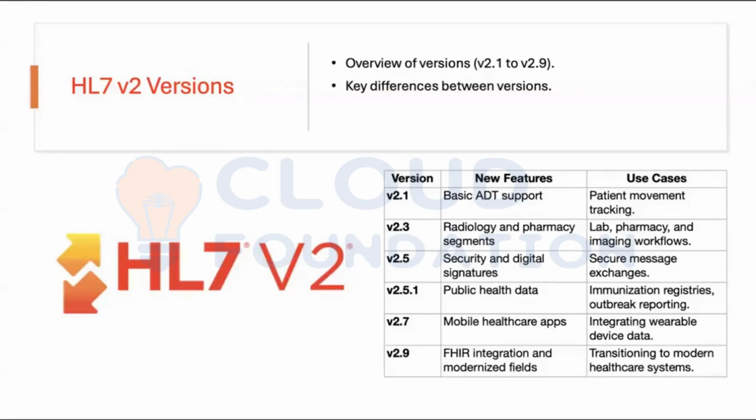At the point when version 2.7 was introduced, only FHIR was being announced. When 2.9 was introduced, the new features added in version 2.9 were FHIR integration and modernized fields. As FHIR was introduced, what version 2.9 supported was basically the FHIR integration with HL7 V2 messages. That was only a transitioning phase for HL7 V2, the last version, HL7 V2.9, which was a transition phase.